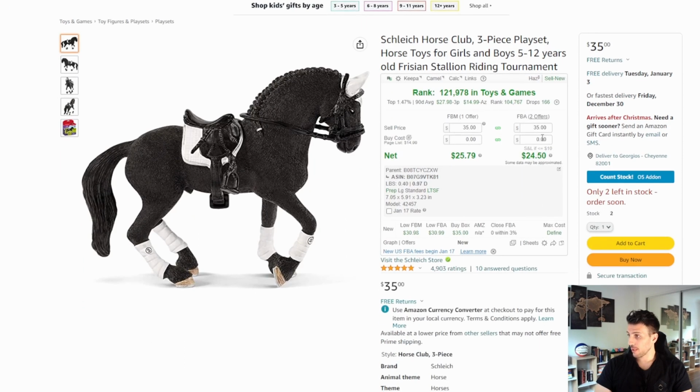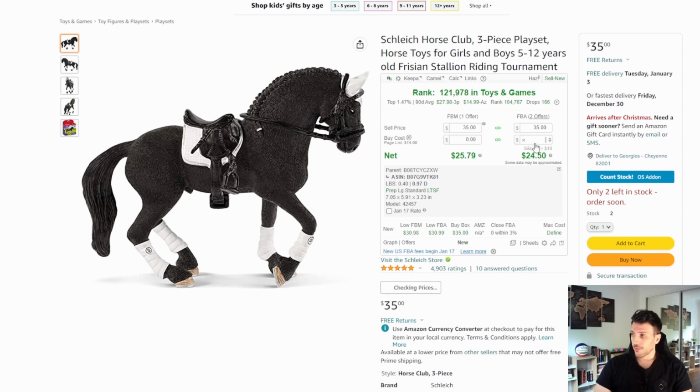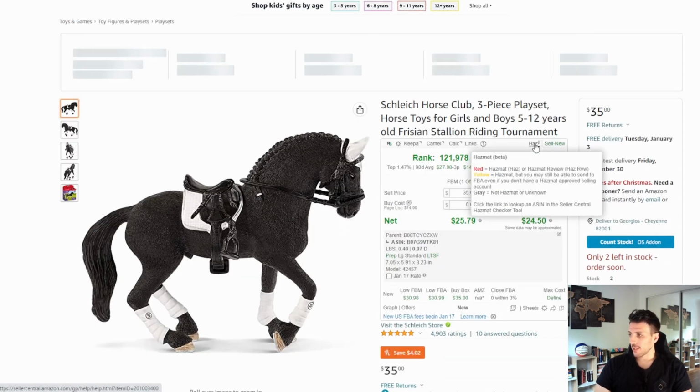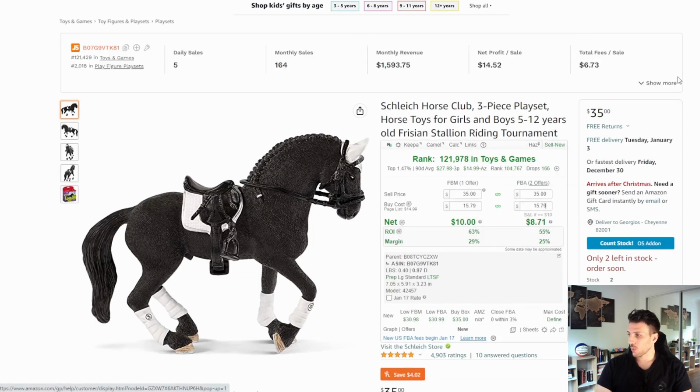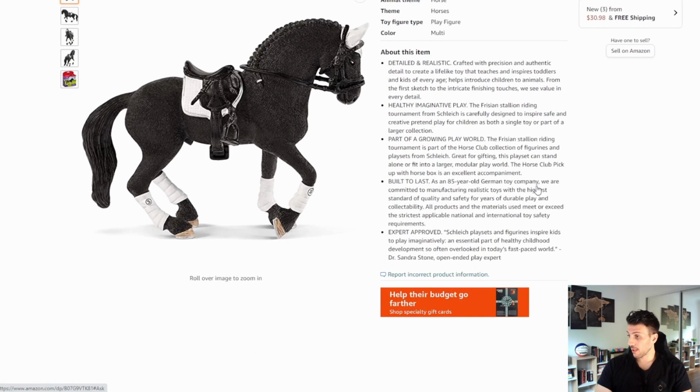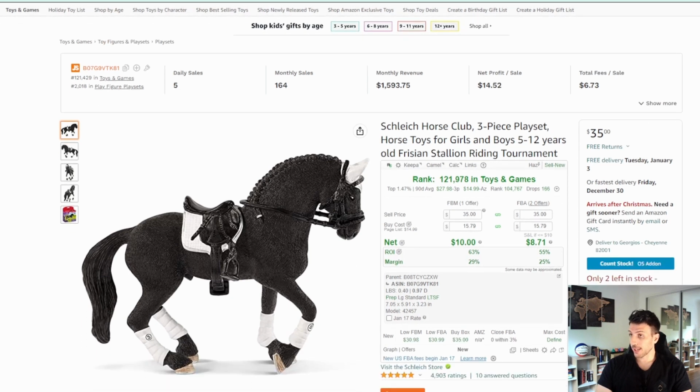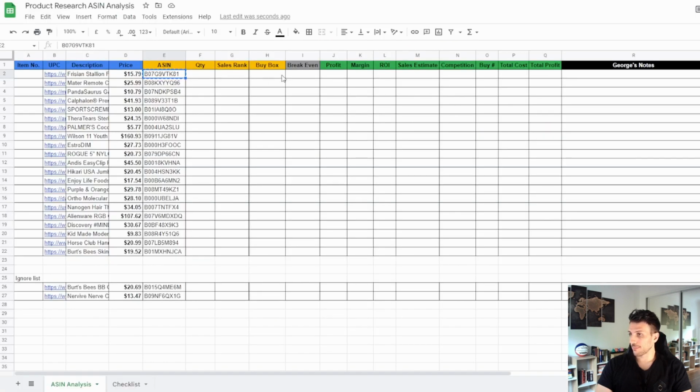Just wait for Revseller to appear. Here it is. $15.79. Okay, so this one has some nice profit in it. So just looking at it over here, I'm just going to quickly record the data, and then we're going to go from there. So our profit is $8.71. So I'm just going to quickly write $8.71 to remember it.